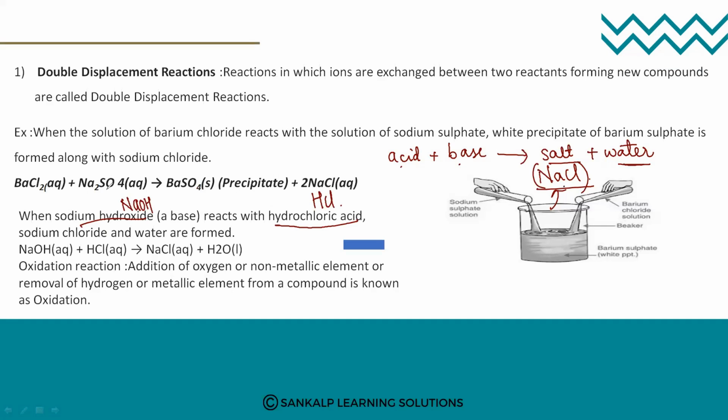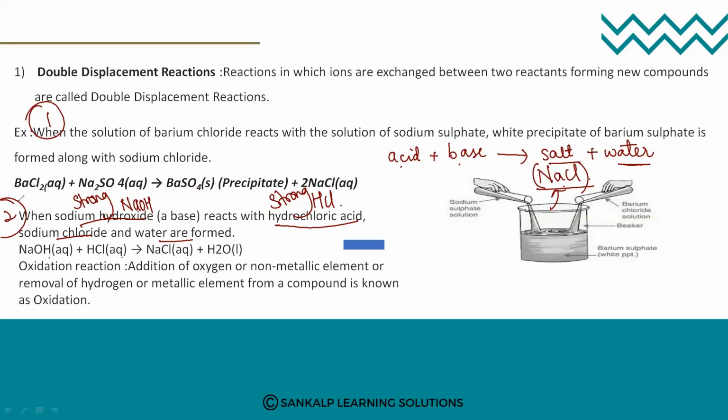So here we have taken a strong base, that is NaOH, and a strong acid, that is HCl, giving you salt and water. So this is the reaction. NaOH is aqueous, HCl is aqueous, giving you NaCl, that is aqueous, plus water, which is in liquid state. So this is a double displacement reaction. This is the second example. This was the first reaction for double displacement reaction.